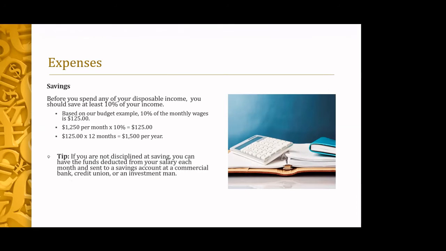Now, this is a good tip right here. Some people are not as disciplined as others at saving. So if you're unable to discipline yourself and set aside $125 per month in a savings account or an account with a credit union or with an investment management company, you can have your HR department deduct that amount from your salary automatically before it's even deposited on your bank account. And you can ensure that those funds are set aside for you.